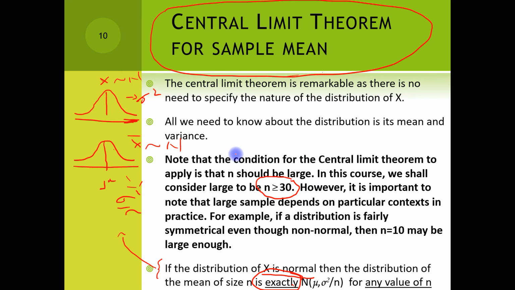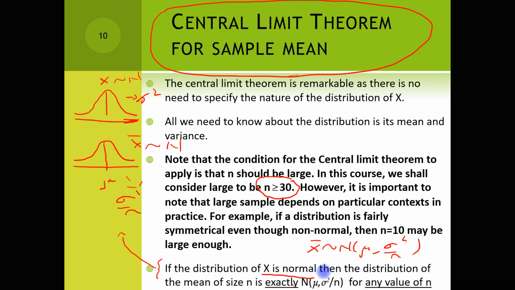All right, the variance of x bar is going to be sigma squared over n. So the difference between this and the previous is what? Here we are stating that x is normal. If x is normal, then x bar is exactly normal with mean mu and variance sigma squared over n. But in the central limit theorem, I don't state if x is normal. All right, that's the main difference.